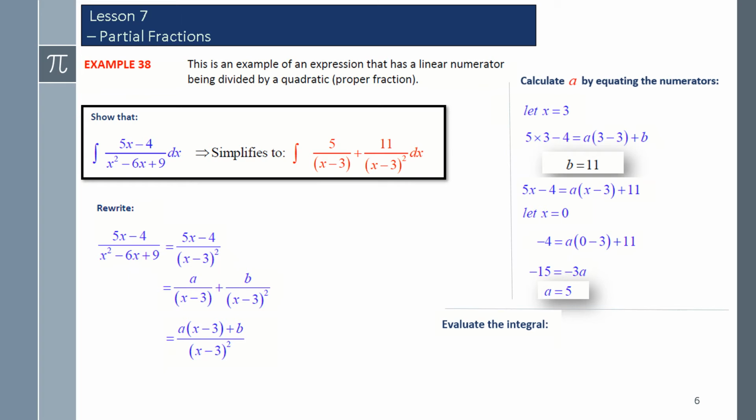Hence, we have shown that this can be rewritten as 5 over (x - 3) plus 11 over (x - 3) all squared. Let's now evaluate the integral. The first one will become a natural log, so 5 ln|x - 3|. And the second one, we can just apply the power rule. If you remember, 11 would be written as 11 times (x - 3) to the power of negative 2. If we add 1 to that, we get negative 1. Hence, that's why we have negative 11 over (x - 3) to the power of 1, plus c.